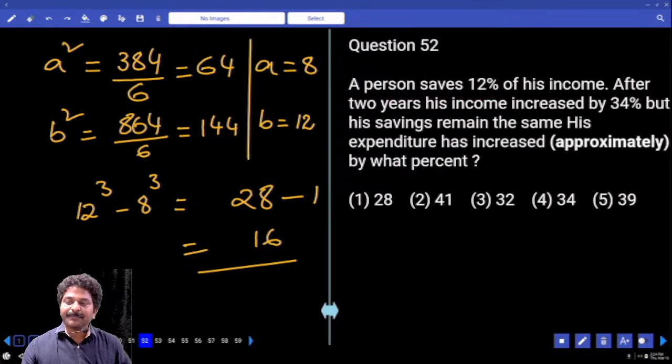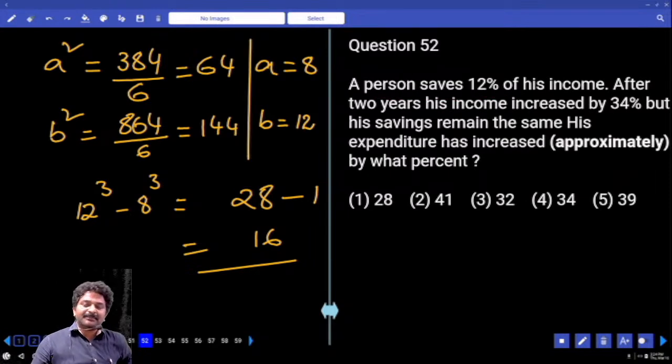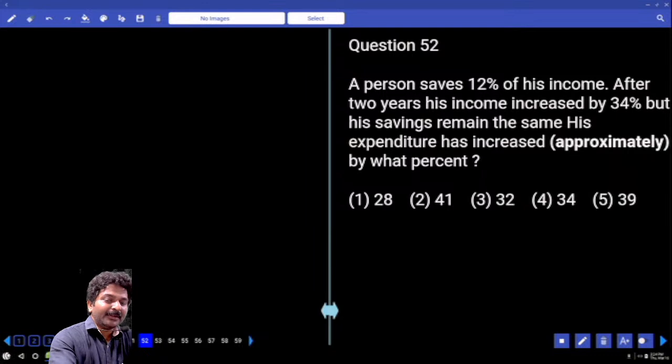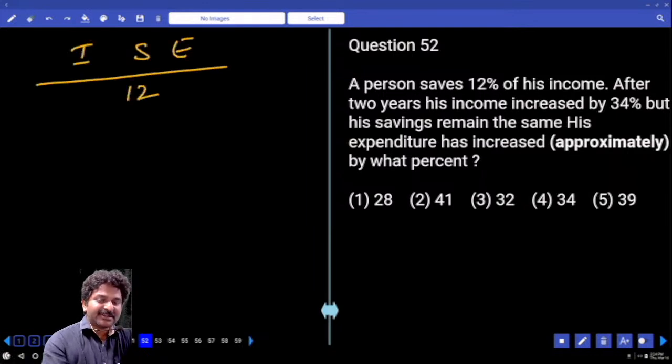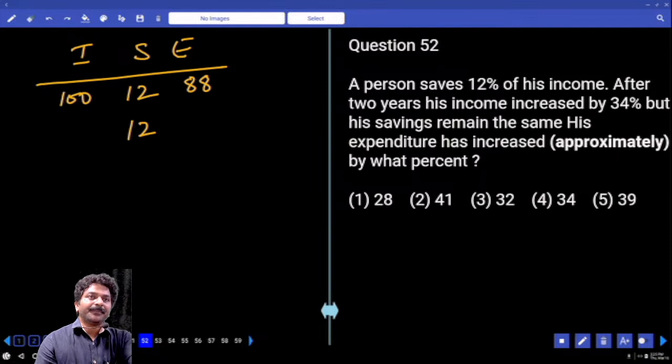A person saves 12% of his income. After 2 years, his income increased by 34%, but his savings remain the same. His expenditure was increased by what percentage? Be careful here. So, income, savings, expenditure. Initial savings 12. Later also his savings are the same, that is 12 only, correct? Initial income 100. Then what is expenditure? 88.